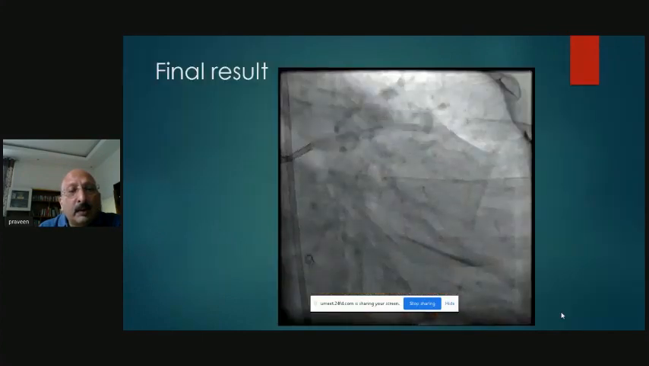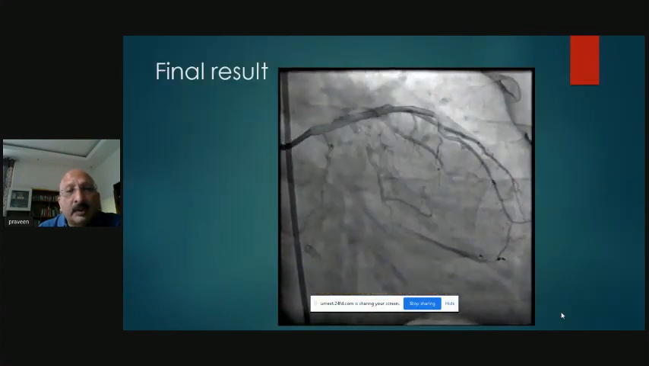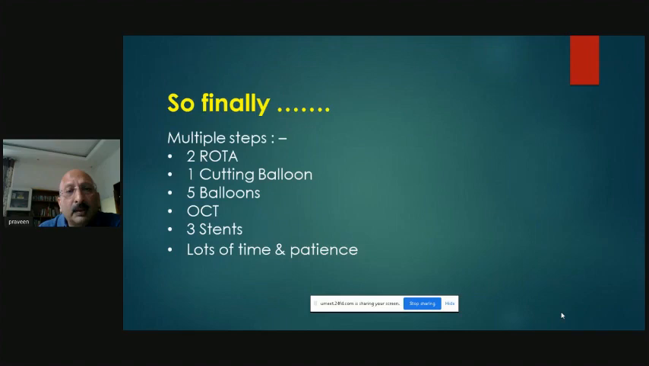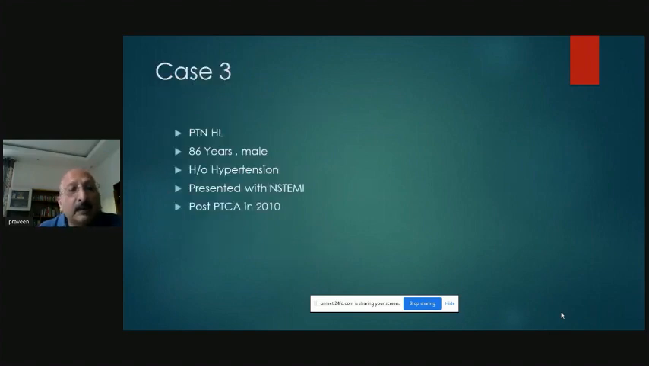So I'll quickly go on to the final result of this case. As you can see, it looks quite good. And so finally, we did so many steps: 2 Rota, 1 cutting balloon, 5 balloons, OCT, 3 stents. But of course, the most important thing is that you have to have patience and give time to these patients. Only then will one be able to get good results in these kinds of cases.